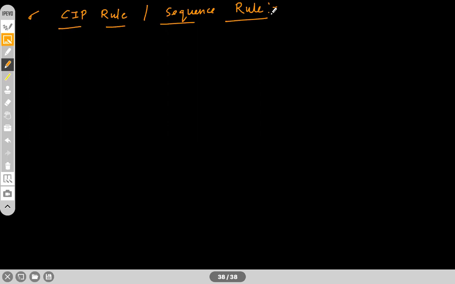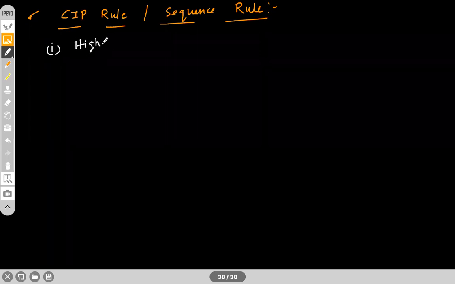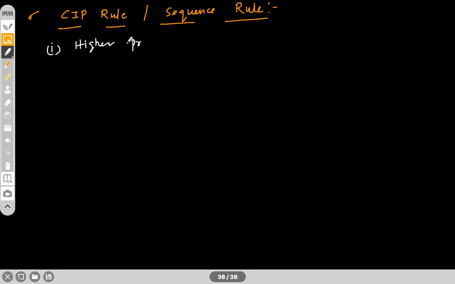Correct. So there are a few rules given in this that you need to keep in mind, and that is it. You have to follow those rules and assign the priority. So the first one is what? Higher atomic number will have higher priority.